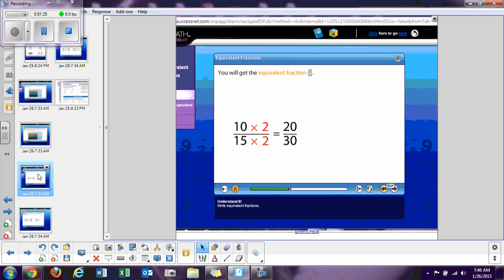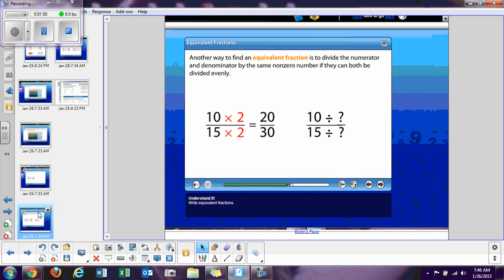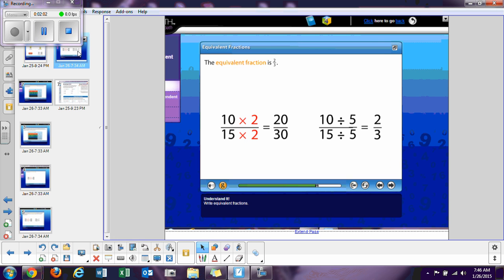One way to find equivalent fractions is to multiply both the numerator and denominator by the same non-zero number. Another way to find equivalent fractions is to divide the numerator and denominator by the same non-zero number. This can be tricky because you need to find a number that can divide evenly into both the numerator and denominator. Can you think of an example for this? Right, 5. If you divide both numbers by 5, you get 2 over 3. Therefore, 2 over 3 is an equivalent fraction to 10 over 15.